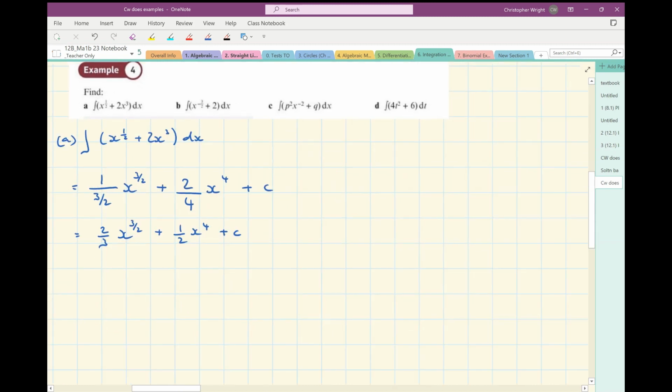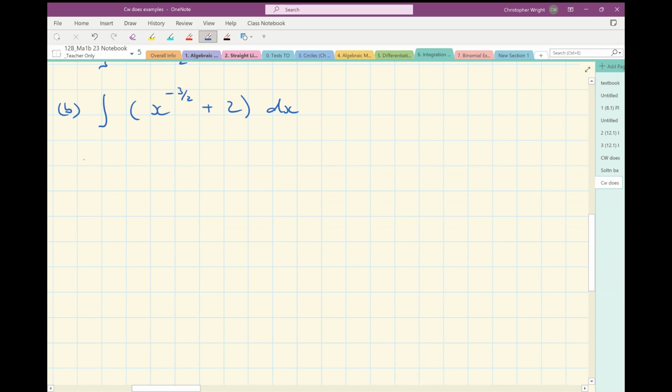Right, let's look at example B. So the question here is to integrate x to the power of minus 3 over 2 plus 2 with respect to x. Okay, so that's going to give 1 there, isn't it? So the old coefficient divided by the new power. Now minus 3 halves plus 1 is simply minus a half. And then x to the power of the new power plus 2 integrates to 2x, and don't forget your constant term.